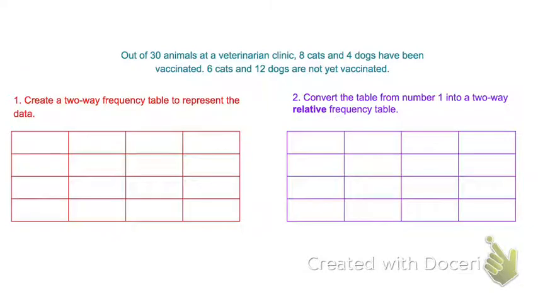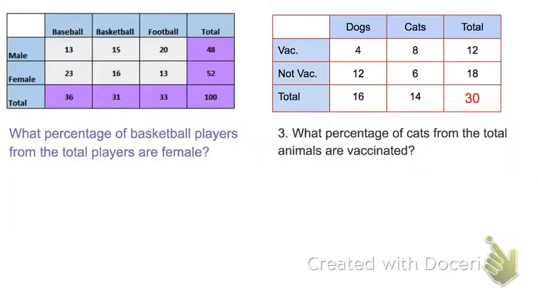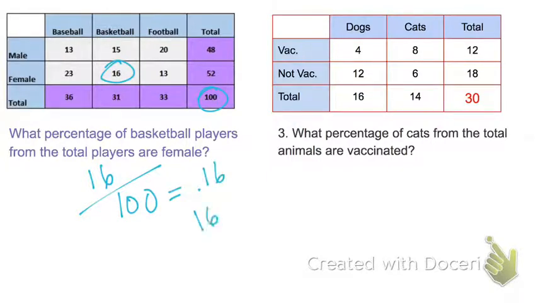The next example I want to give you to help you, I'm going to go over the example on the left, and then your question is on the right. So it says, what percentage of basketball players from the total players are female? So I look at the total players, the 100, and what percentage of basketball players are female. So it would be 16 out of 100, which is 0.16 or 16%.